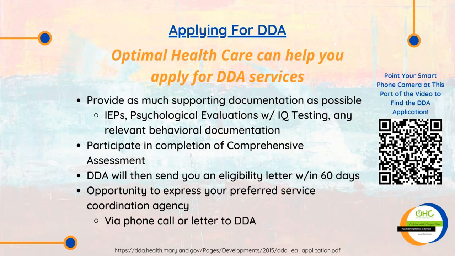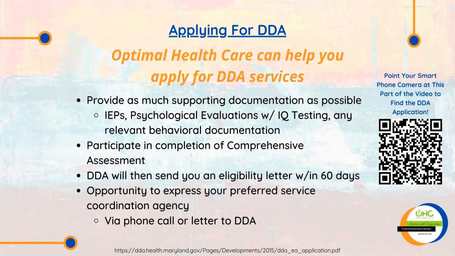application. After your application is received by DDA, DDA will randomly assign a service coordination agency to complete a comprehensive assessment with you. A comprehensive assessment consists of specialists gathering the appropriate documentation and composing a report that will describe and justify your child's need for DDA services. Completing the comprehensive assessment requires an interview with the caregiver and/or individual to ensure that the report is personalized and reflects the individual's unique needs.